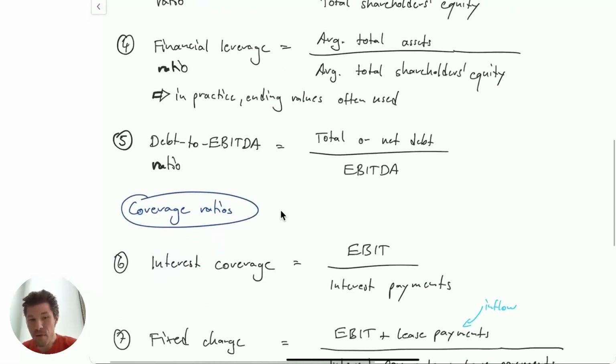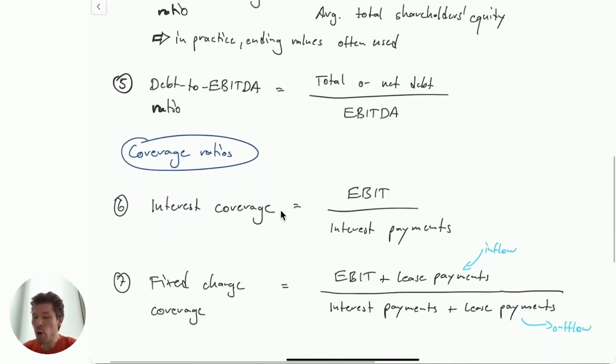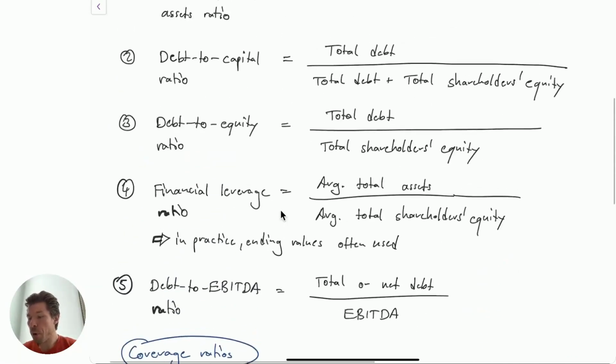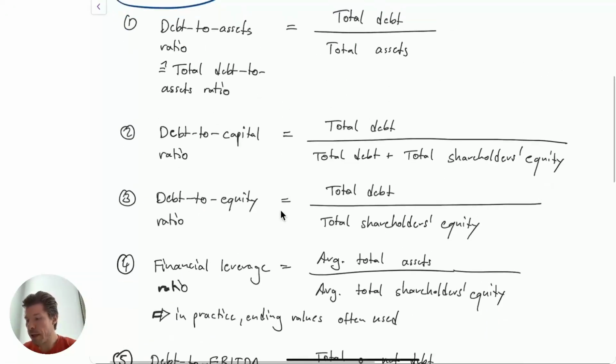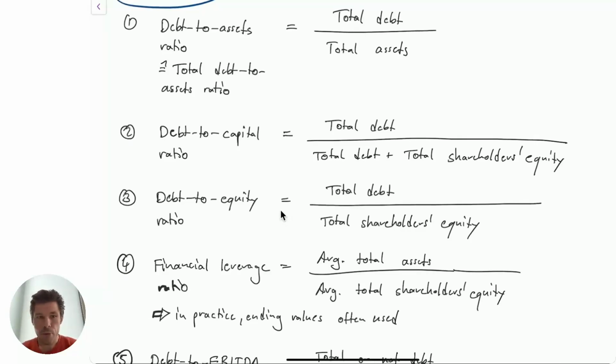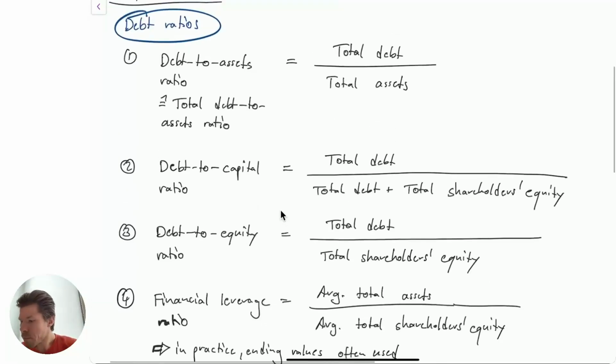When we look at coverage ratios, here we look more at EBIT, sometimes EBITDA, sometimes free cash flow figures to see whether the company can pay those obligations. Both are quite useful and important, but let's go through step by step.